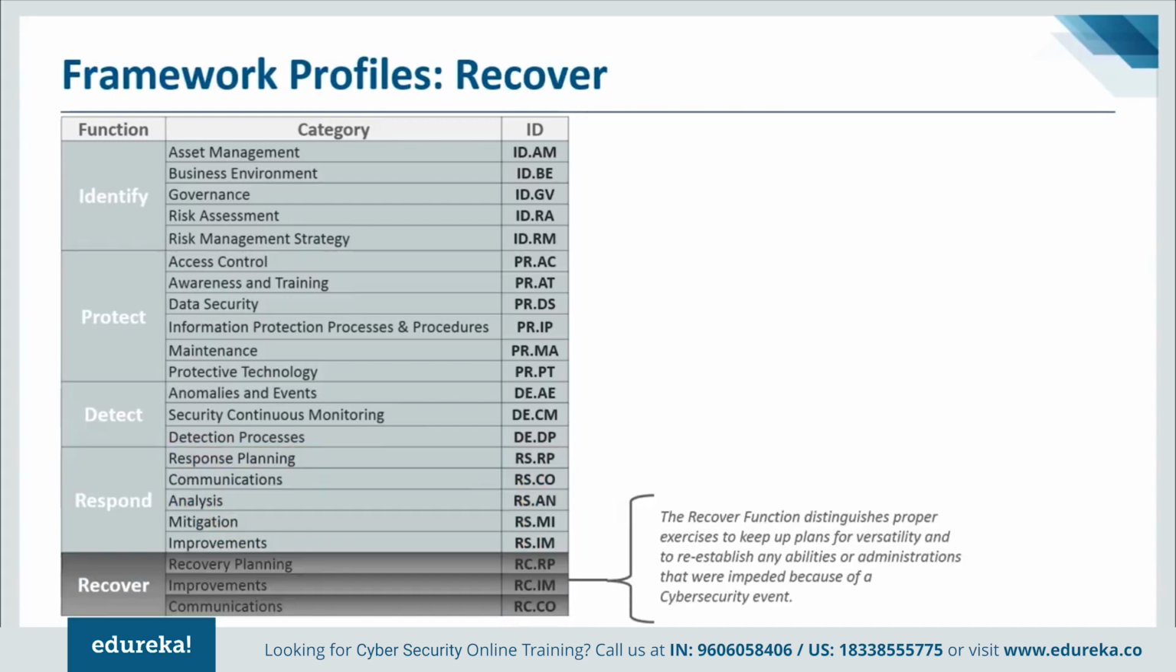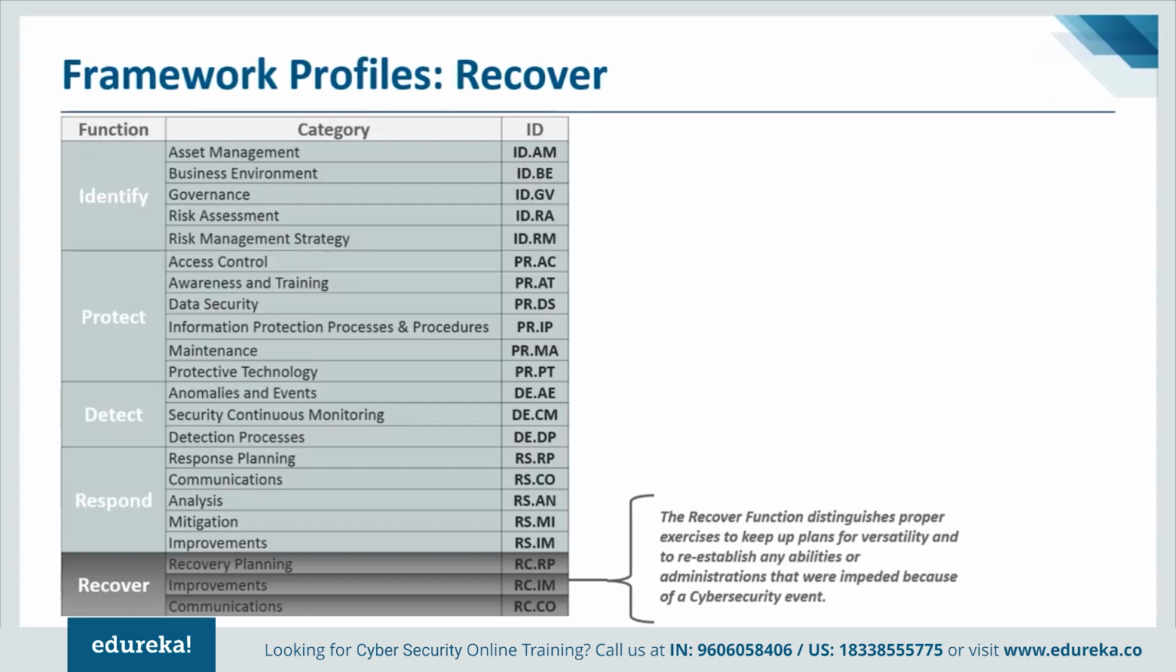Last but not the least, we have the recover function. Now to develop and implement appropriate activities to maintain plans for resilience and restore any capabilities or services that were impaired due to a cybersecurity incident, the recover function supports timely recovery to normal operations to reduce the impact from a cybersecurity incident. Examples of outcome categories within this function include recovery planning, improvements, and communications.